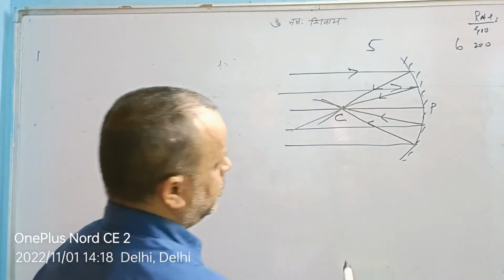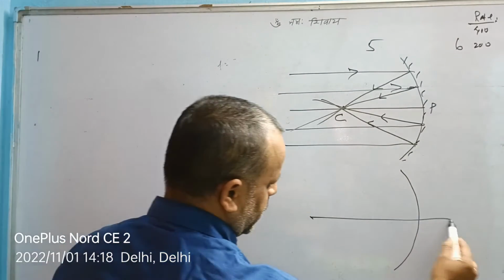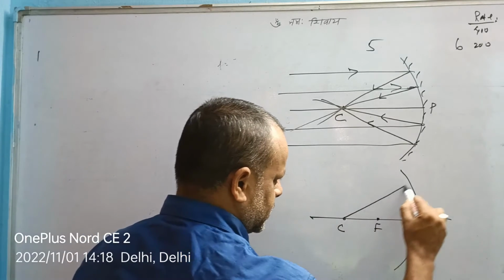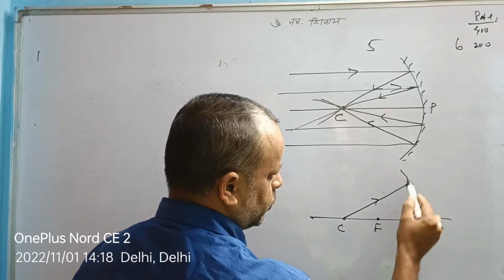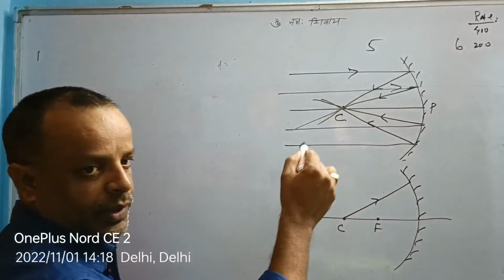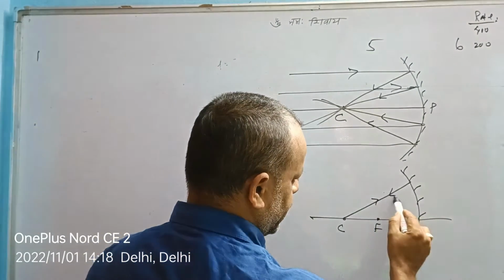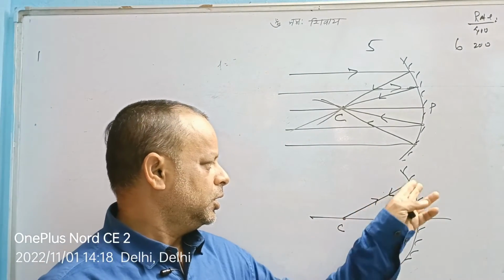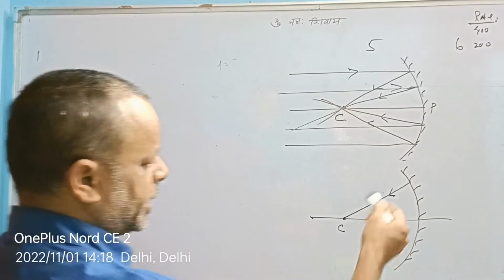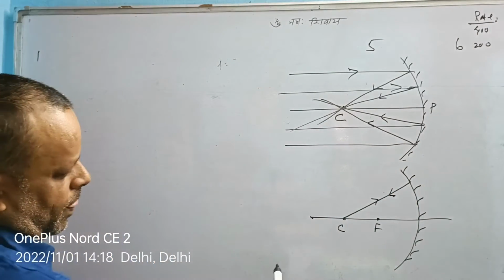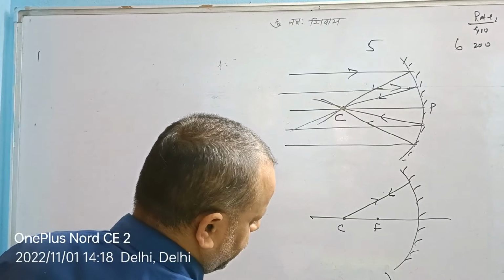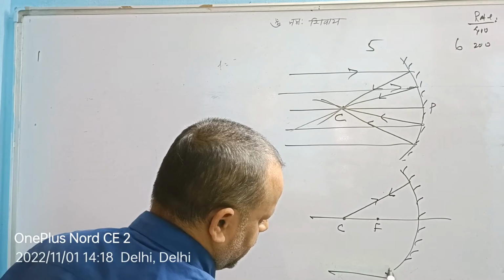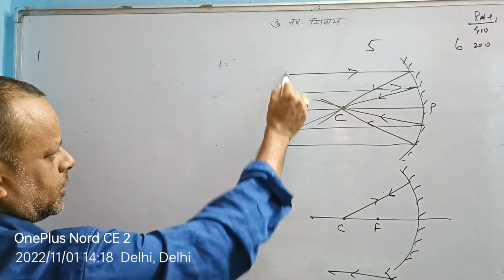Clear? Now, suppose this is the focus, and this is the center of curvature. Suppose we draw a ray like this to the surface of the mirror. What will happen? It will return back along the same line. When a ray passes through the center of curvature to the surface of the mirror, it will retrace its path. Now, if a ray passes through the focus, what will happen? It will come out parallel to the principal axis.